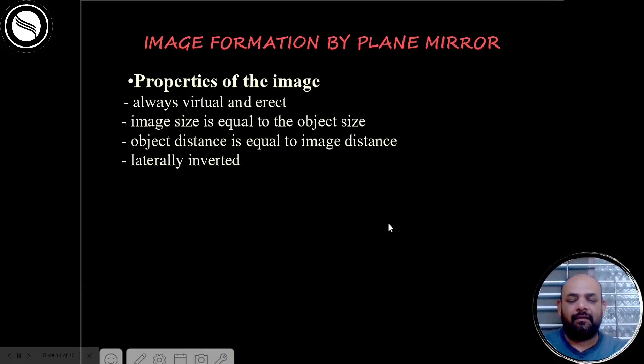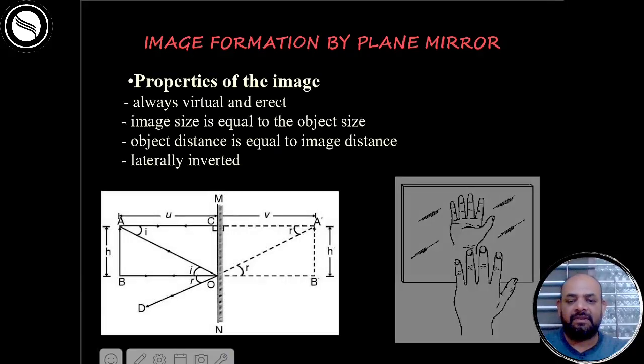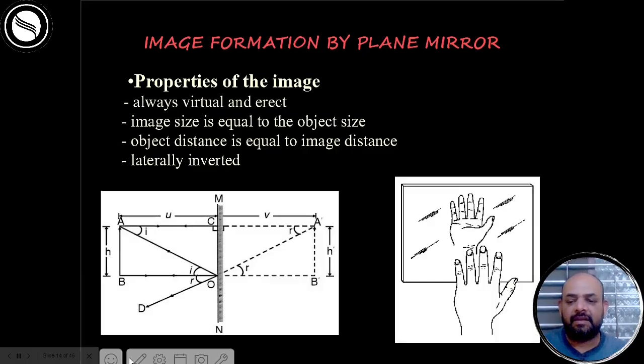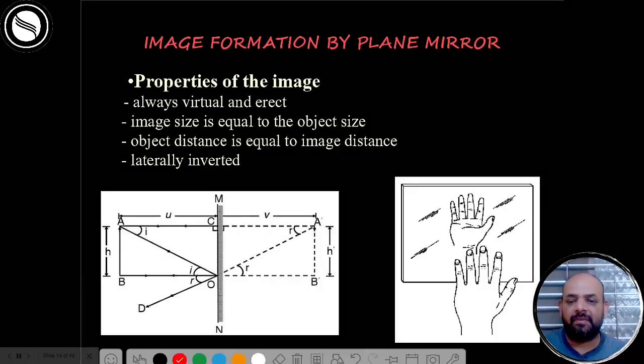Whenever we have a plane mirror, we can show the image formation like this. Suppose here we have one object. This is the plane mirror. This M and M is the surface of the plane mirror, and this is the reflecting surface.